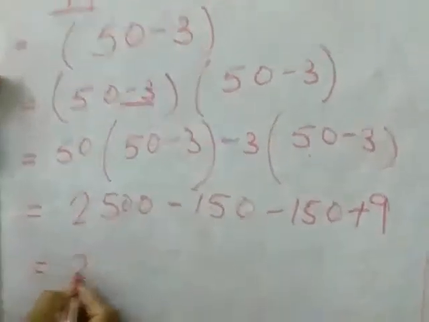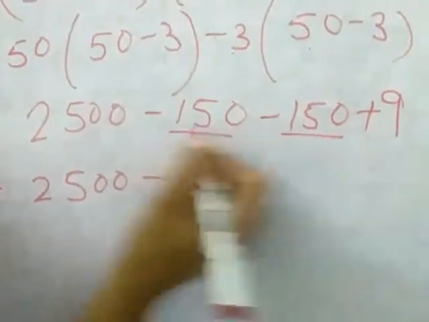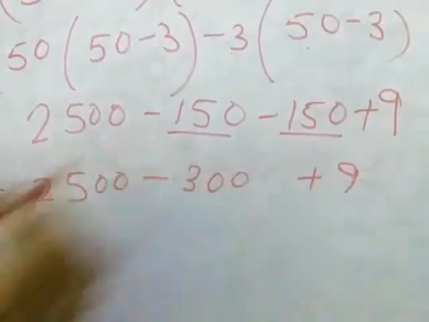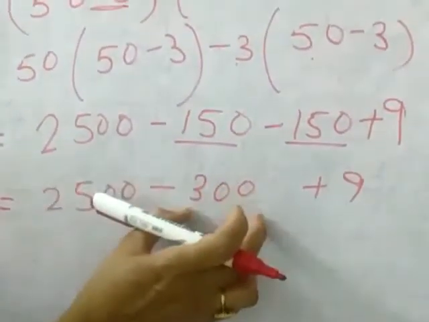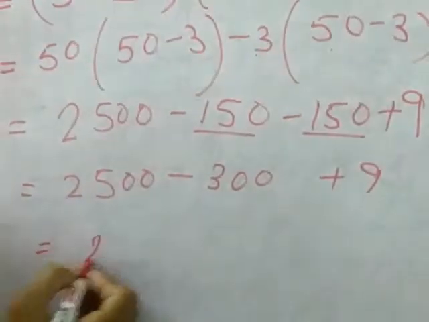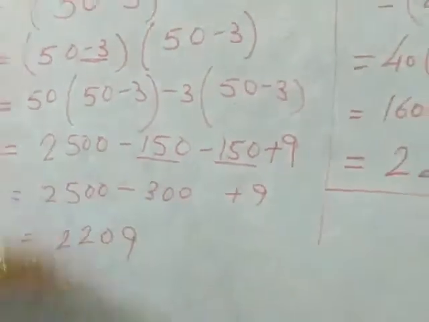That is equal to 2500 minus. Now these same signs are to be added. That's minus 300 and we are left with a plus sign. 2500 minus 300 is 2200. 2200 plus 9, that's equal to 2209. I hope this sum is clear.